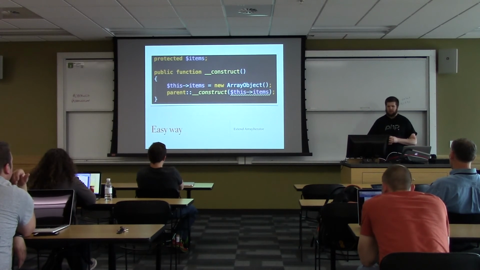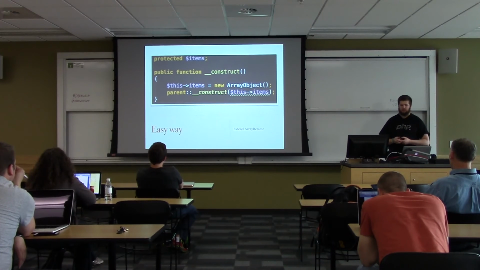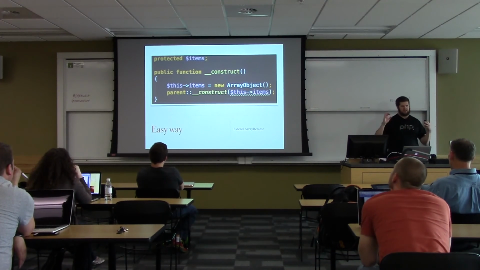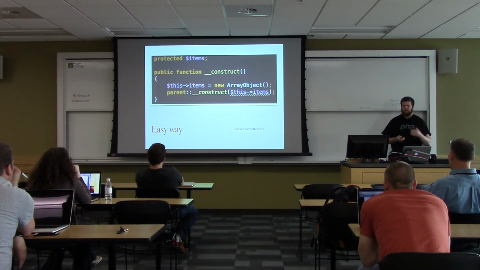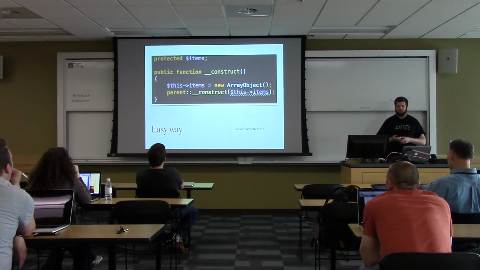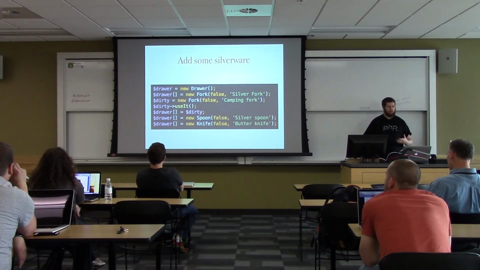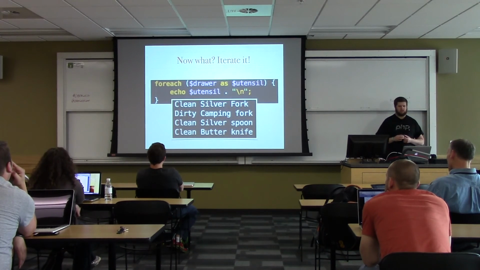Anyway, we've got an easy way: we can extend array iterator, right? So we've got our class definition. We say extends array iterator. Inside of our constructor, we put our items into this array object. We can now add some silverware. We can do all the array stuff. And now we can loop over these values in our drawer by using a foreach. And we can have it echo out.